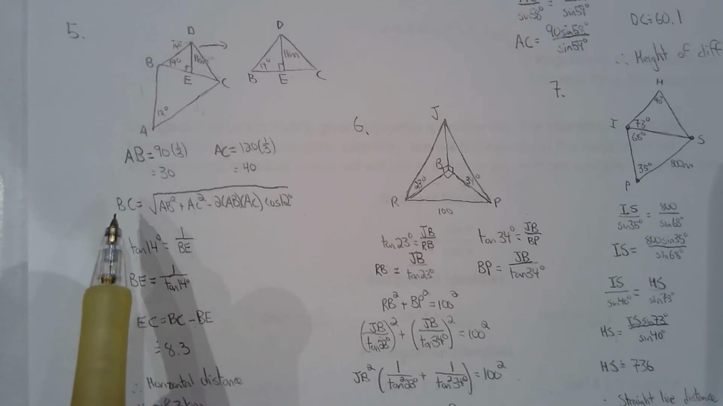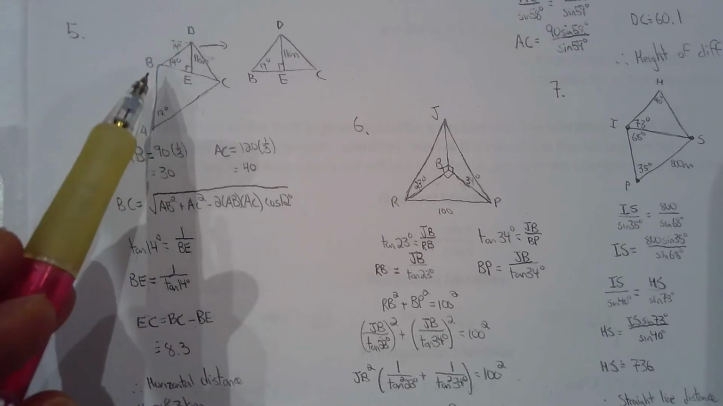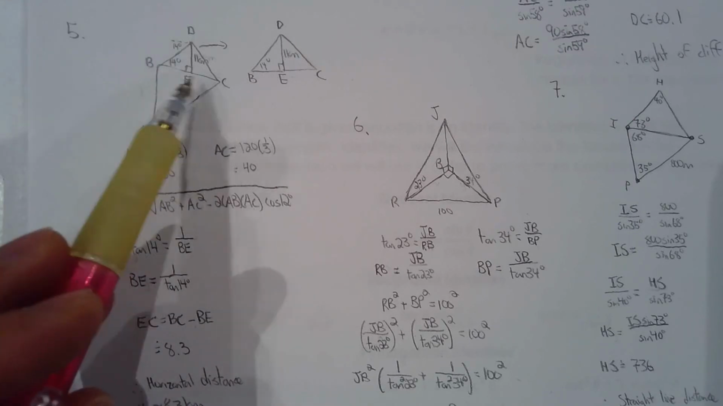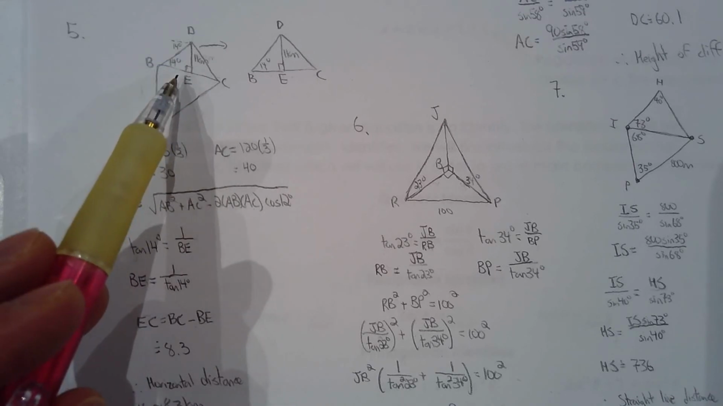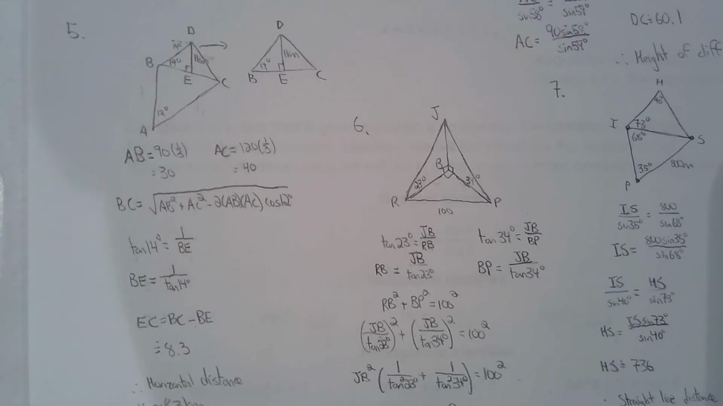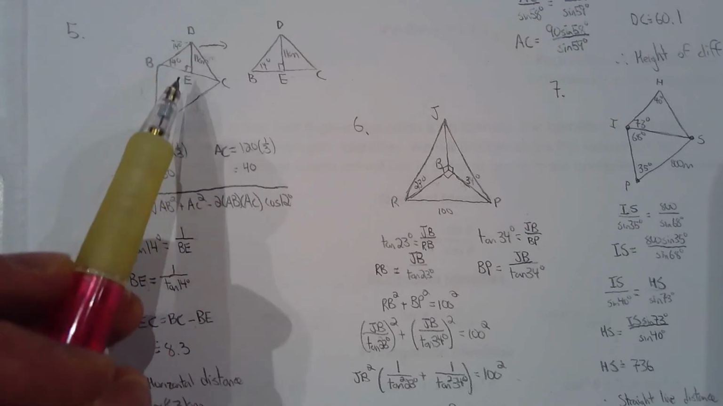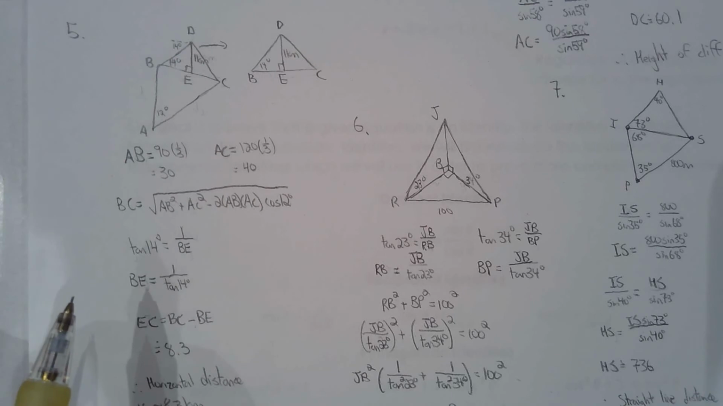Now why do I want BC? Because once I find BE, I can solve for EC because BC minus BE will give me EC, which is what I'm looking for. So how do I find BE? Using the tangent ratio. And then I'm done.